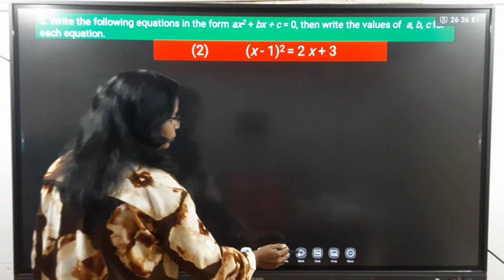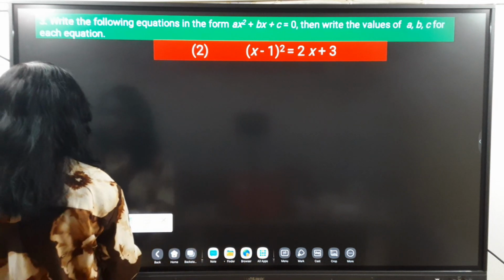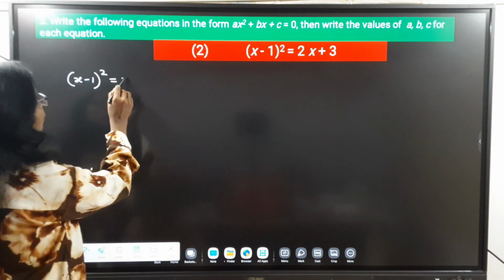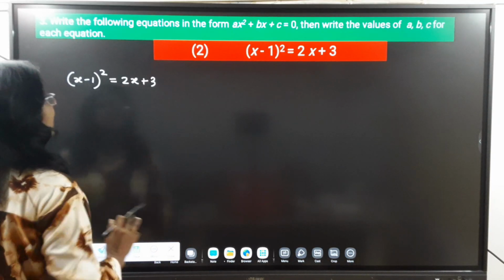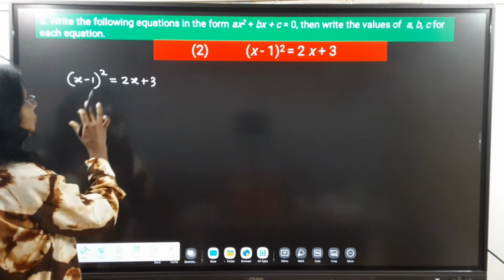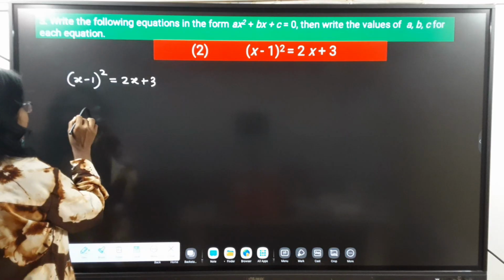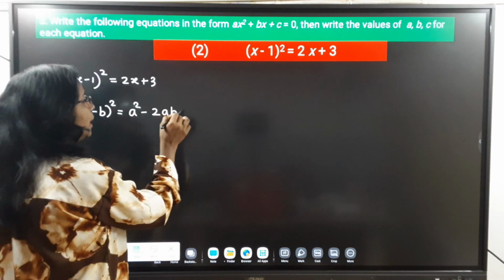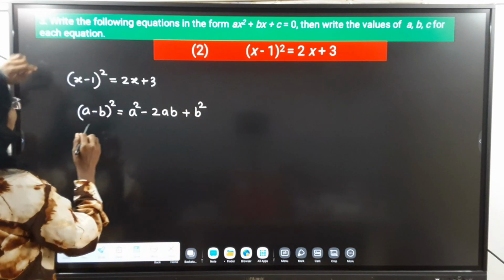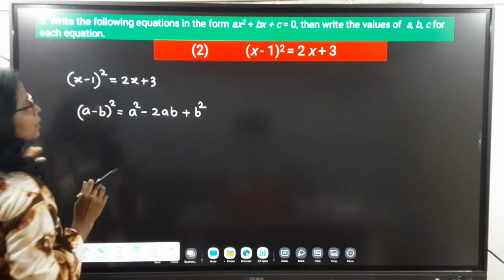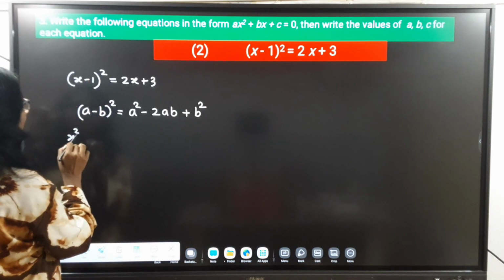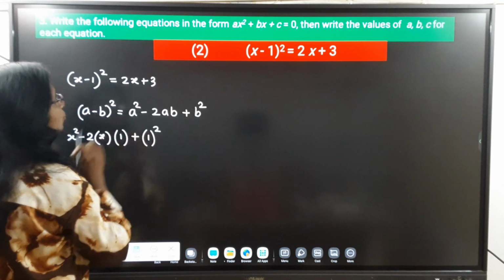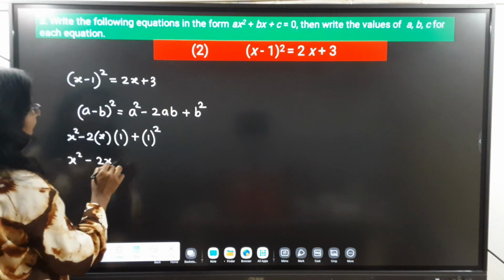So now here I write down this equation as it is. So here x minus 1 whole bracket square is equal to 2x plus 3. Then here students, I simplify this equation because here x minus 1 whole bracket square. So here we use the formula a minus b whole bracket square, which is equal to a square minus 2ab plus b square. So here I use this formula in this equation. So square of x minus 1 becomes x square minus 2 multiply x multiply 1 plus 1 square. So here x square minus 2x plus 1.